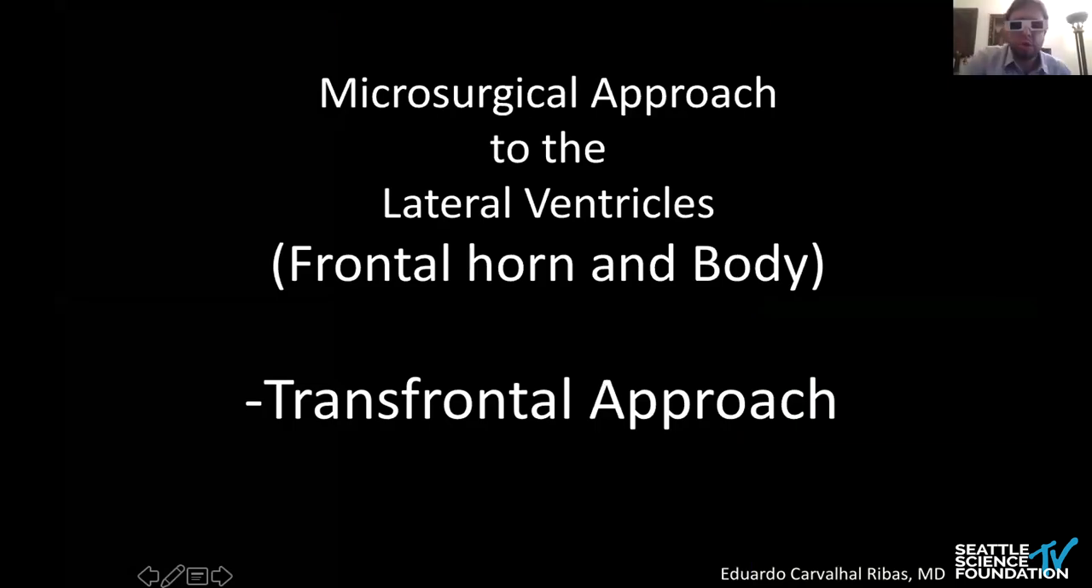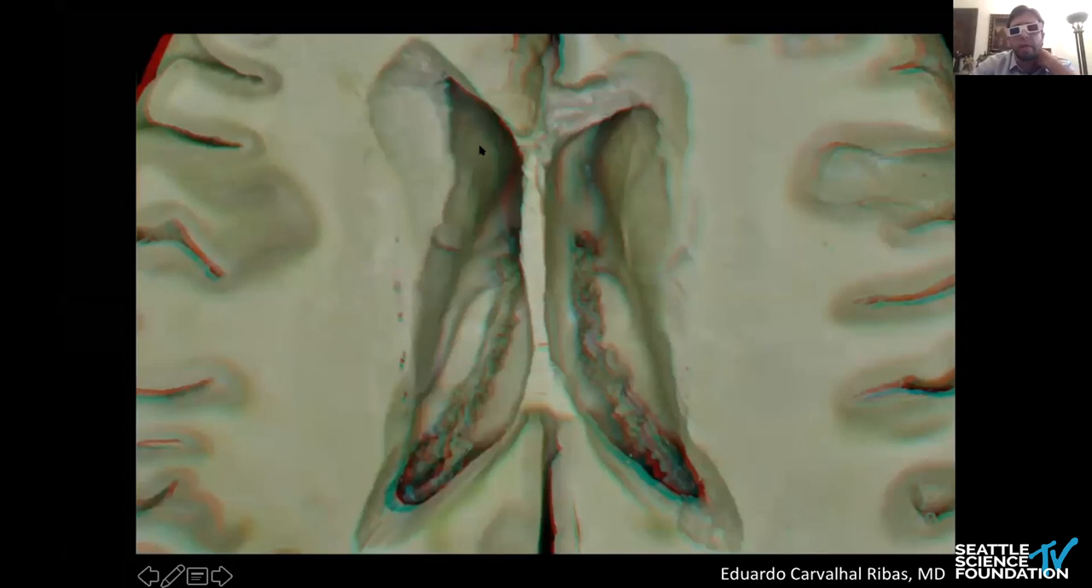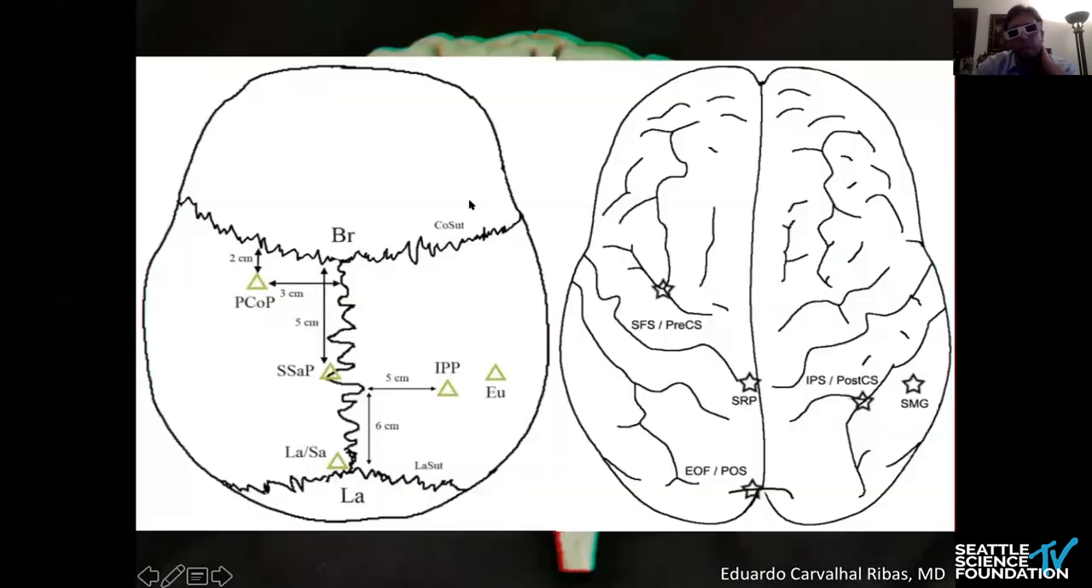So if the surgeon now wants to go to the lateral aspect of the frontal horn, he cannot do an interhemispheric approach because the lateral aspect is not on the midline plane. So one option to reach the lateral aspect of the frontal horn, which is the head of the caudate, will be to go transfrontal, a transcortical approach through the frontal lobe. And Professor Ribas will mention this too.